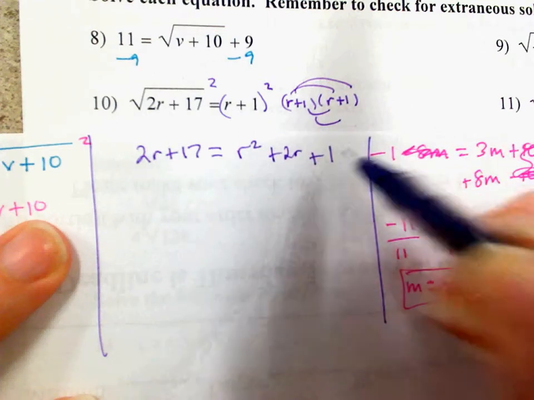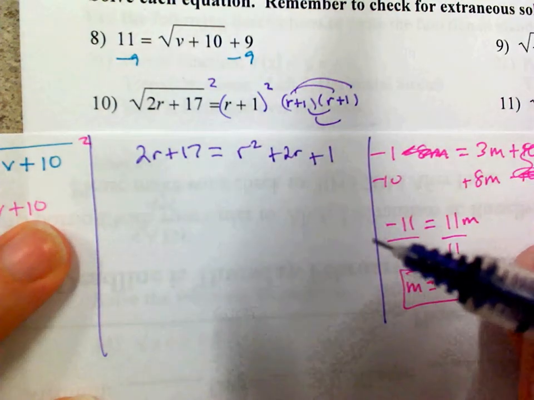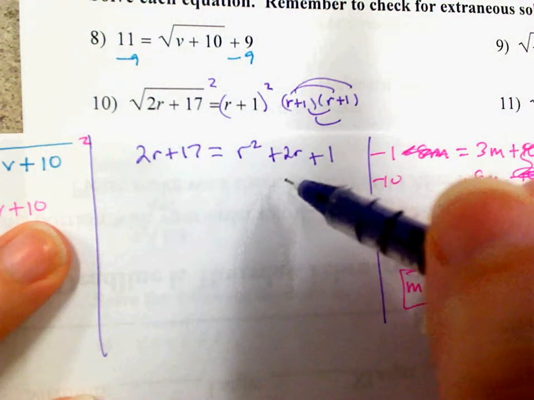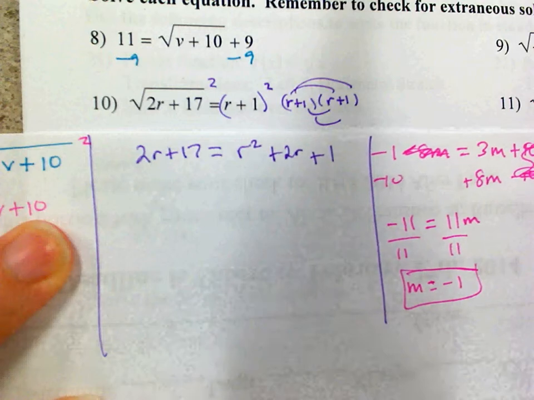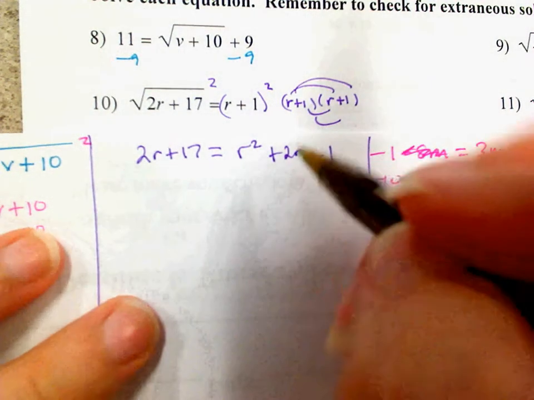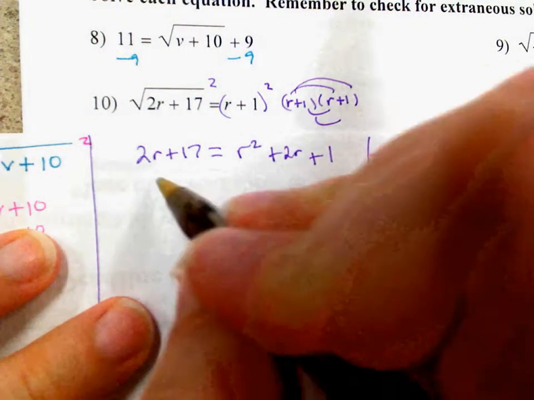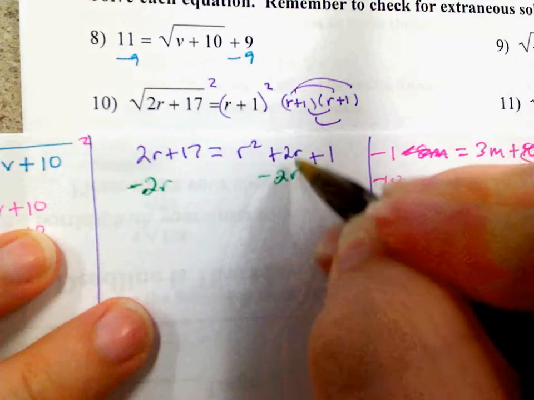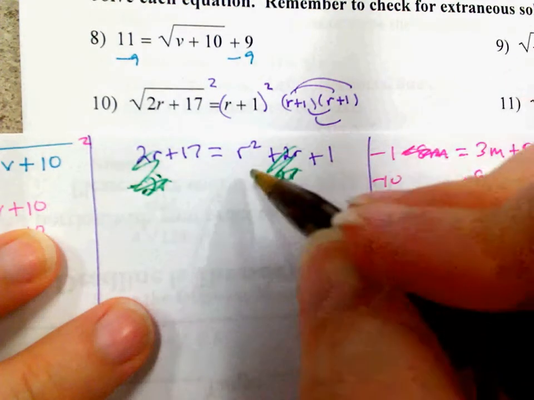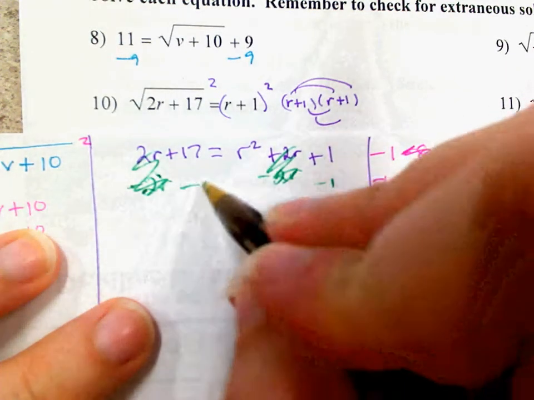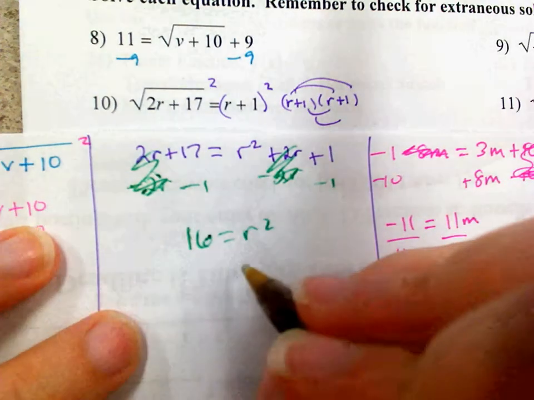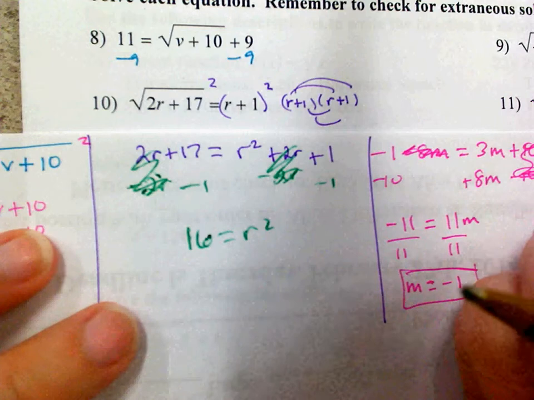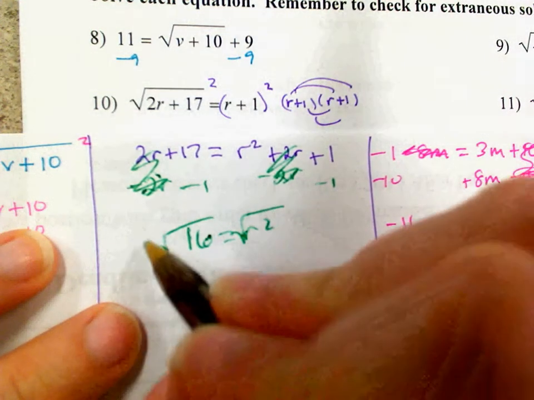Now, normally I would say get everything on the same side as the r squared because it's quadratic and you need to solve. But this is a 2r and that's a 2r. So if I subtract 2r, they cancel out, which means I just have an r squared. I might as well just subtract 1 and get r squared alone. And how do you solve for r? You take the square root. When you take a square root, how many answers do you have? You have 2, plus and minus. So I have plus and minus 4 equals r.